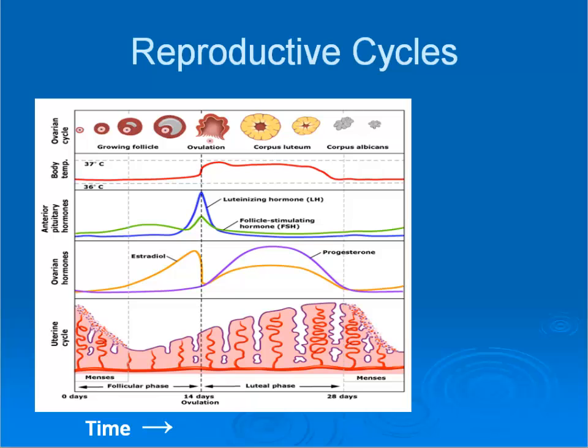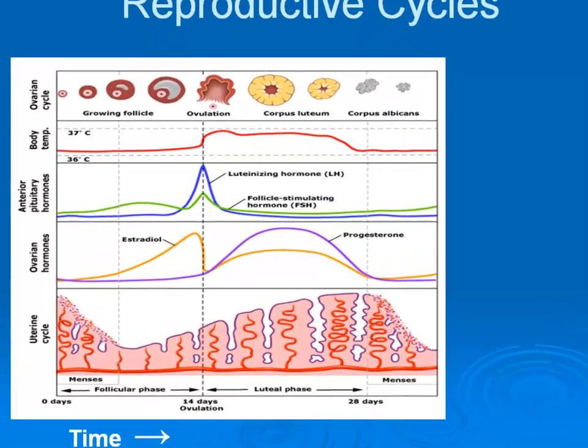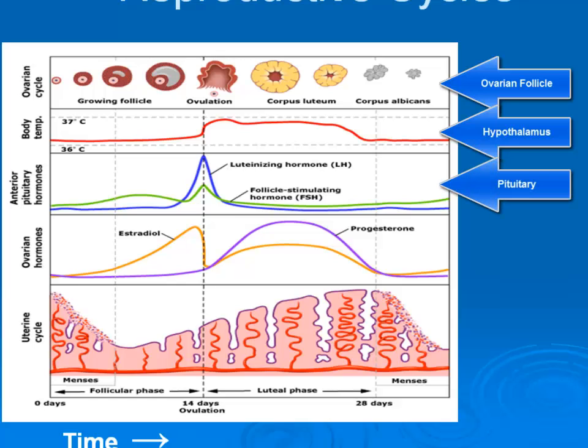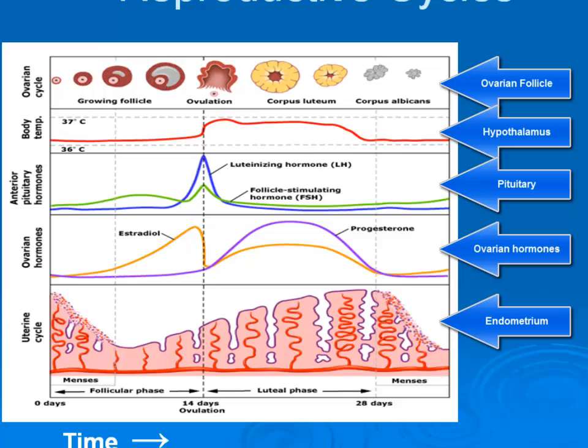Normal female reproductive cycles include changes over time that occur simultaneously in the ovarian follicle, in the hypothalamus, which regulates basal body temperature, in the pituitary gland, which produces the gonadotropins FSH and LH, with the ovarian production of estrogen and progesterone, and in the endometrium.